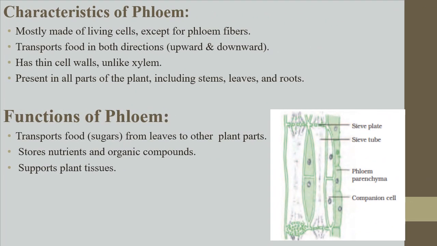So here are some characteristics of phloem. They are mostly made up of living cells except for phloem fibers. They transport food in both directions, that is in upward direction and downward direction. The cells of phloem have thin cell walls unlike xylem. They are present in all parts of plant including stem, leaves and roots. So what are the main functions of phloem? They transport food in the form of sucrose from leaves to other plant parts. They store nutrients and organic compounds and they support plant tissues.